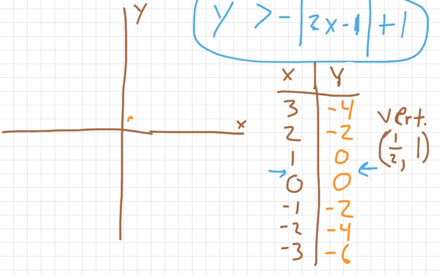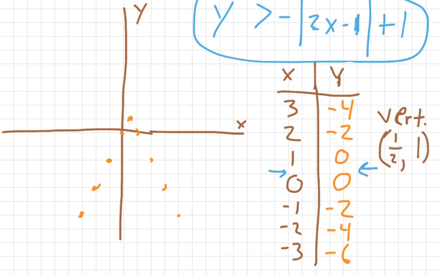So 3, -4, right there. 2, -2, right here. 1, 0, got the vertex matched. 0, 0. So now you start to see the V. -1, -2, and it's somewhat steeper than normal. -2, -4, right there. -3, -6. So here's my V. You can kind of see it. I can kind of tell that that point's going to exist there too, just kind of by following the pattern.